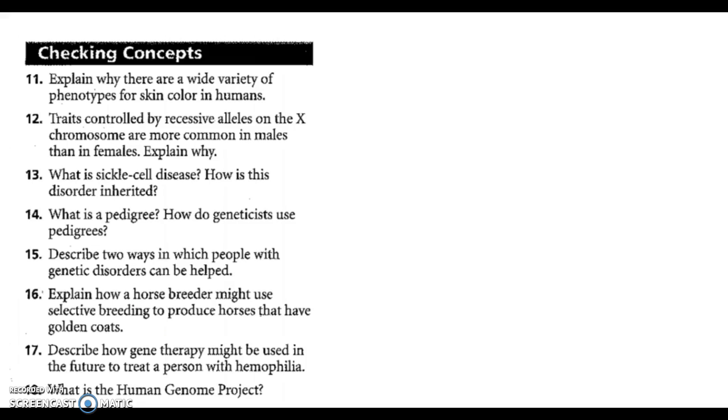Explain why there are a wide variety of skin color, or phenotypes for skin color. Well, that is because skin color in humans is controlled by many genes. Okay? Many genes.